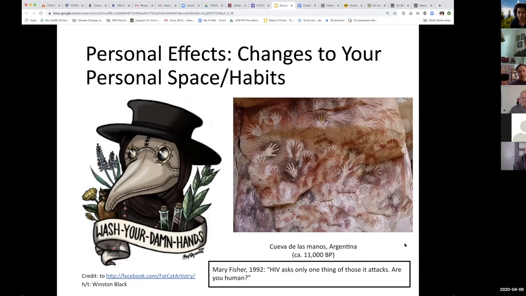Okay, so as I said, this is global. This is an argument I've been making in my own work, but the coronavirus situation has brought it home forcefully: this is affecting us for one reason only, because we're human. That's it. This wonderful quote that Mary Fisher made.